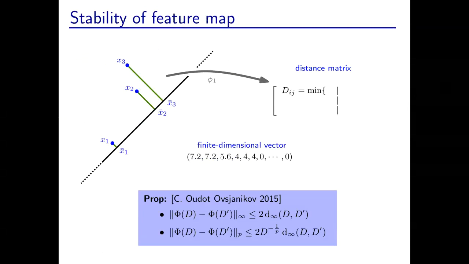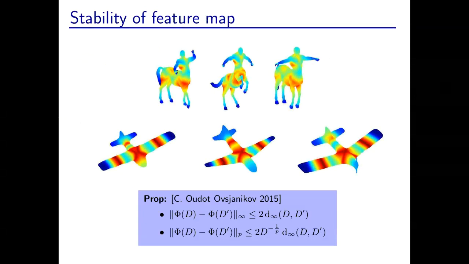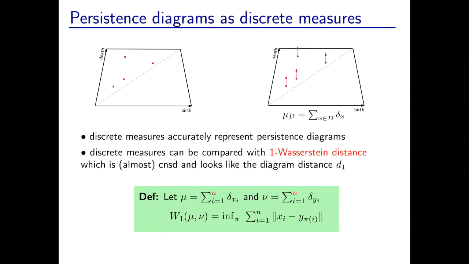This is a small illustration where I computed diagrams for each point of different shapes, and I plotted coordinates of this vector. And well, this is an illustration of stability, right? If you take similar shapes and points on similar parts of the shapes, then they have similar values. So in that way you get a vector.